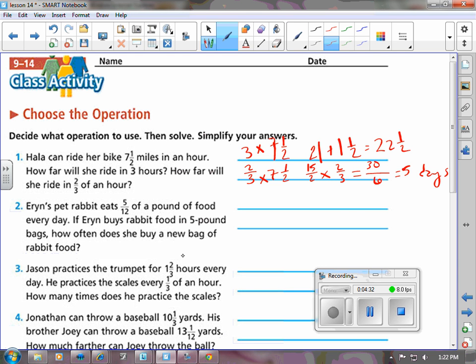Erin's pet rabbit eats 5/12 of a pound of food every day. Erin buys rabbit food in a 5-pound bag. How often does she have to buy a new bag? We're going to divide. We're going to take 1 and 2/3 and divide it by 1/3. Okay. So I should find then that 5 days. Okay.